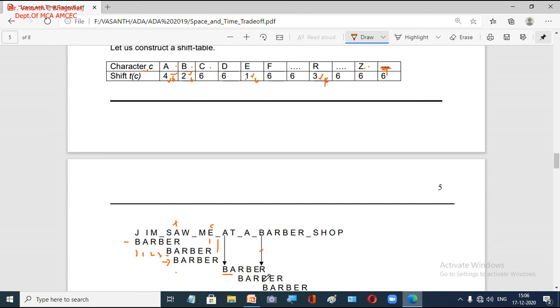See how many positions you have moved? 2 positions, right? Now if you move 2 positions, you are at this place. Now you come to this particular position. Now you compare R and R. Right? R and R match with each other. Next is A and E. A and E is not matching. So R and R match, but A and E is not matching, right?